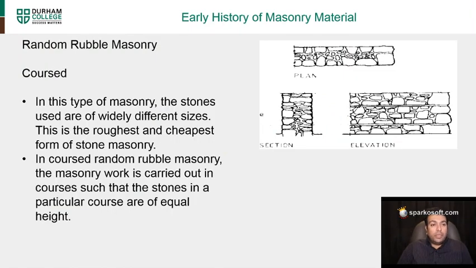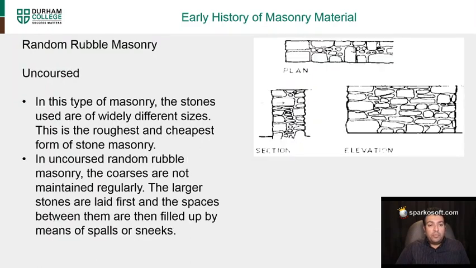So random rubble masonry, coursed. In this type of masonry, the stones used are of widely different sizes. This is the roughest and cheapest form of stone masonry. In coursed random rubble masonry, the work is carried out in courses such that the stones in a particular course are of equal height. So you can see here the stones are different types of stones that are being used, and they're just stacked on top of each other and making layers with it.